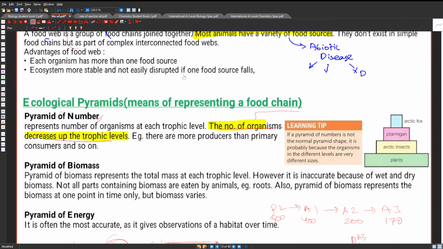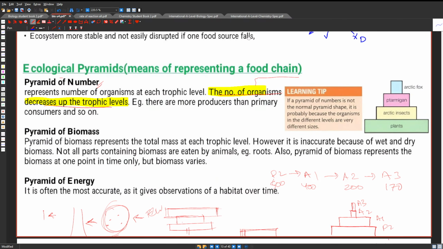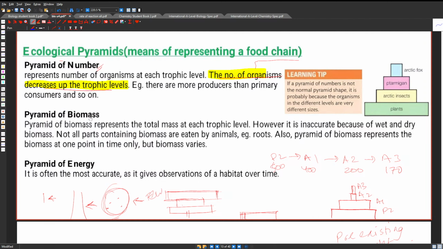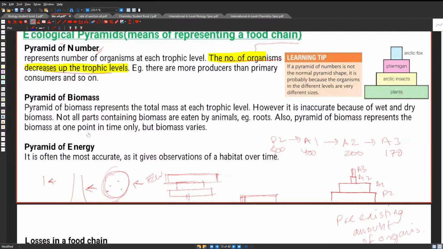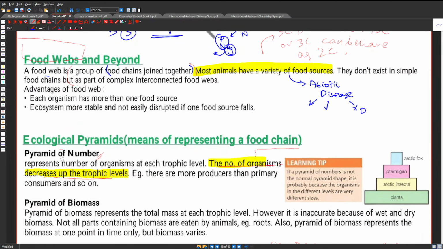Remember, link this to your topology rules in your ICT classes, right? Ecological pyramids representing a food chain. So your pyramid of number, pyramid of biomass, pyramid of energy. I didn't really enjoy this.